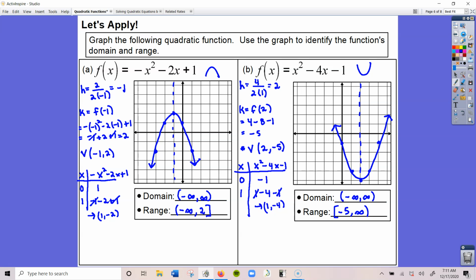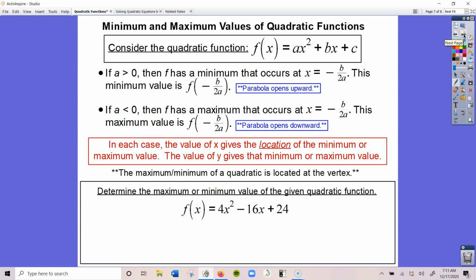Now let's have a look at how we can figure out the minimums and maximums just based on the equation without having to graph. Keeping in mind that if a is greater than 0, meaning that this value here, my parabola is going to open upwards. And since it would open upwards, then this here would be a minimum. If a is less than 0, then my parabola is going to open downwards. And at the vertex, we would have a maximum.